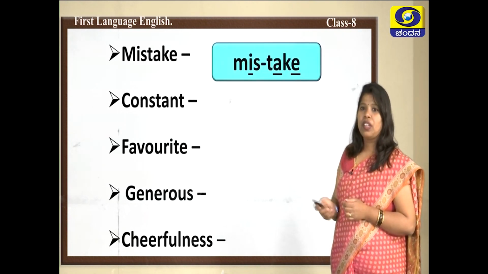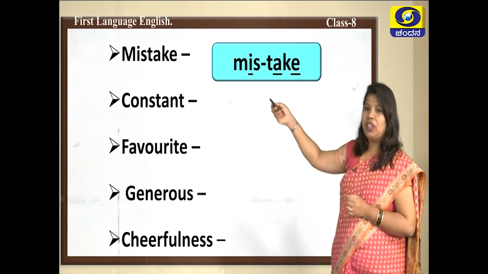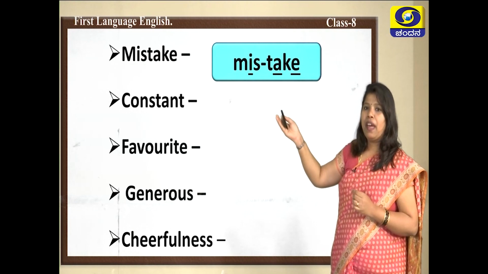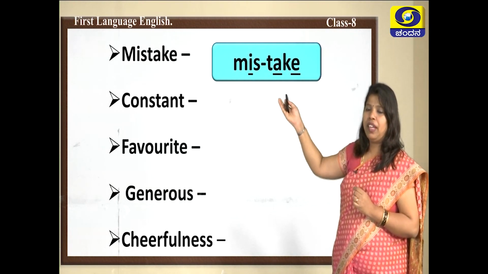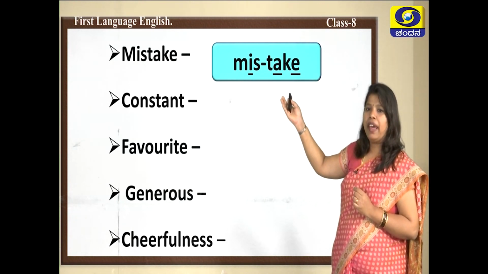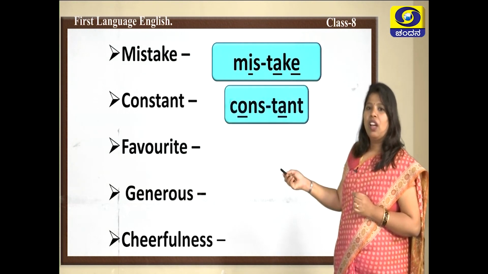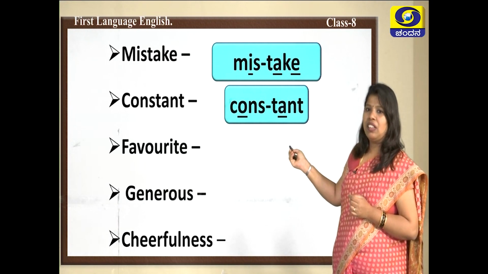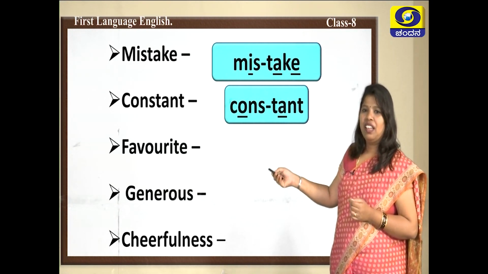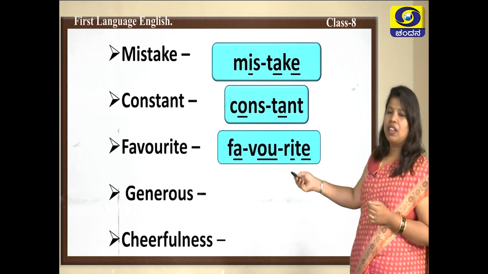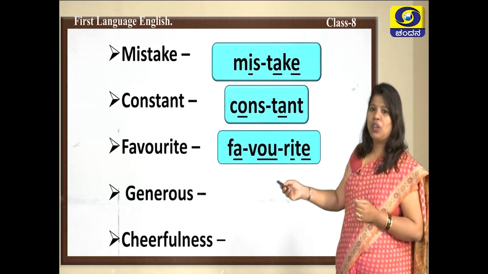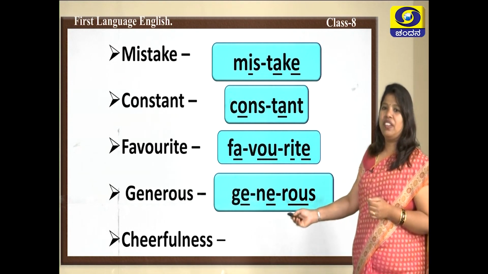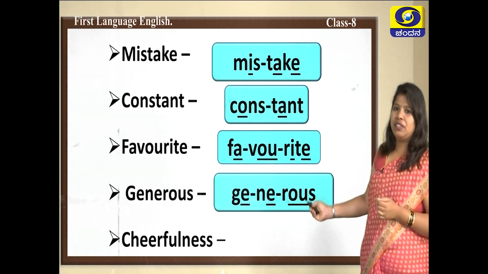vowel sound. Now, mistake. So, here you divided it into two, mis and take, and you have the syllables there, right? I has a vowel sound, A has a vowel sound and E. Constant. Con and stant. Next, favorite. So, have you divided it like this? Yes, good. Next, generous.